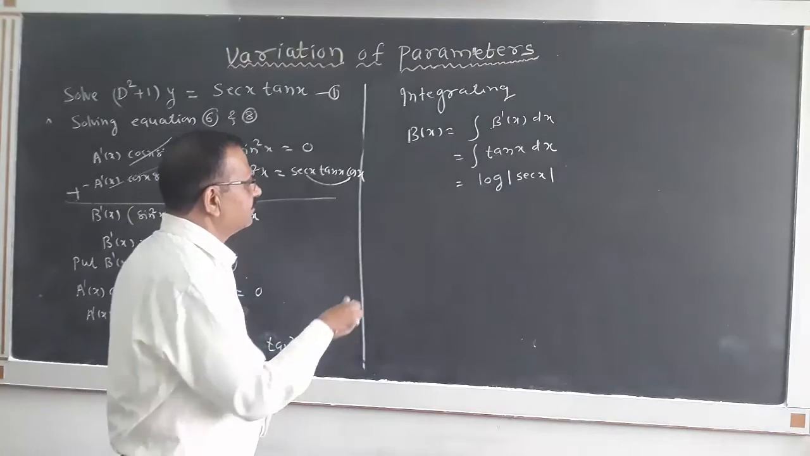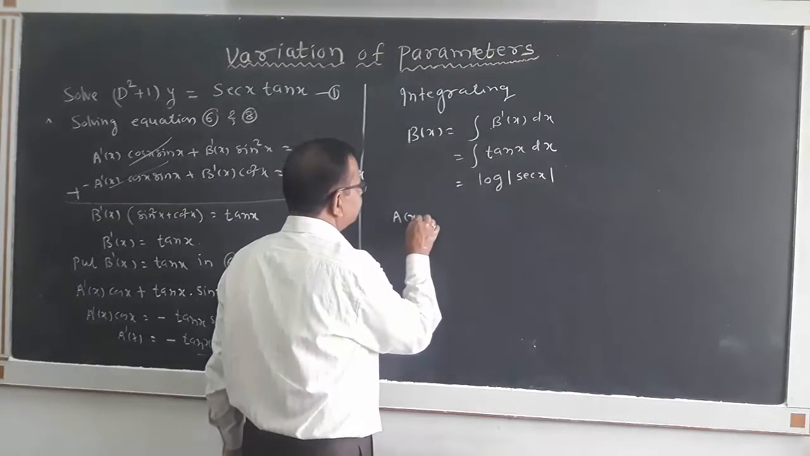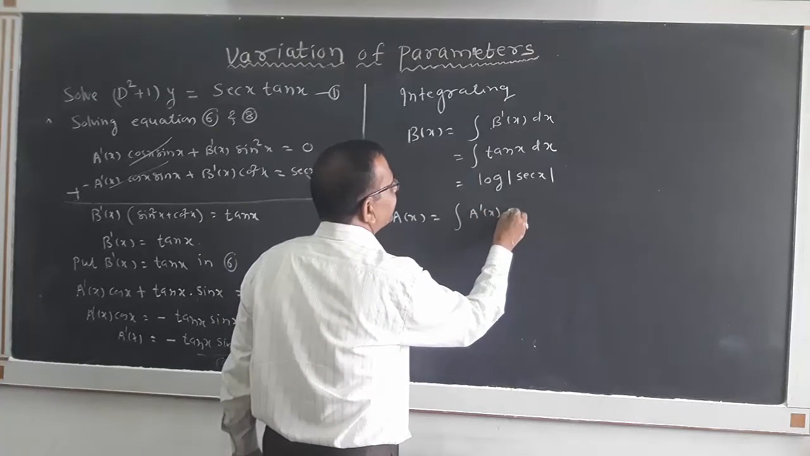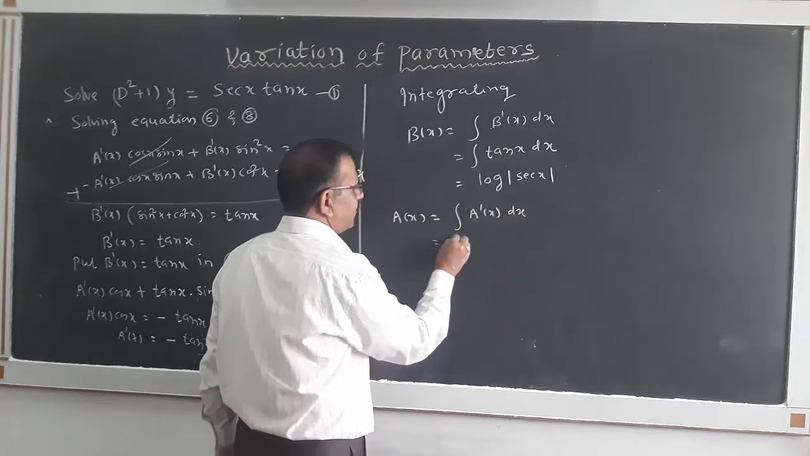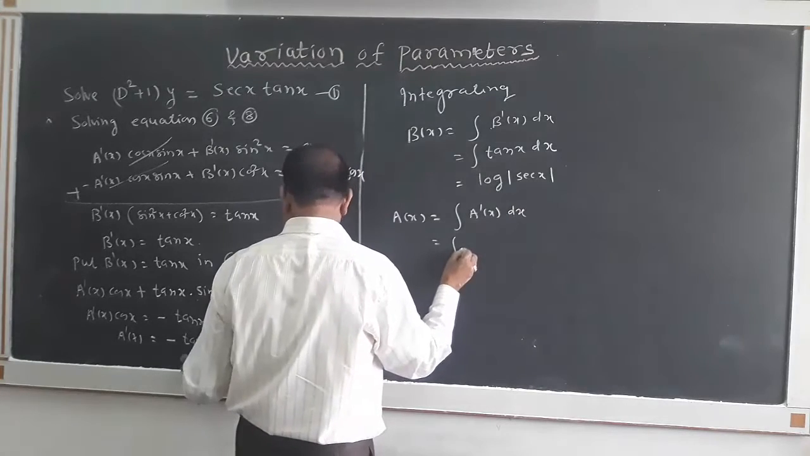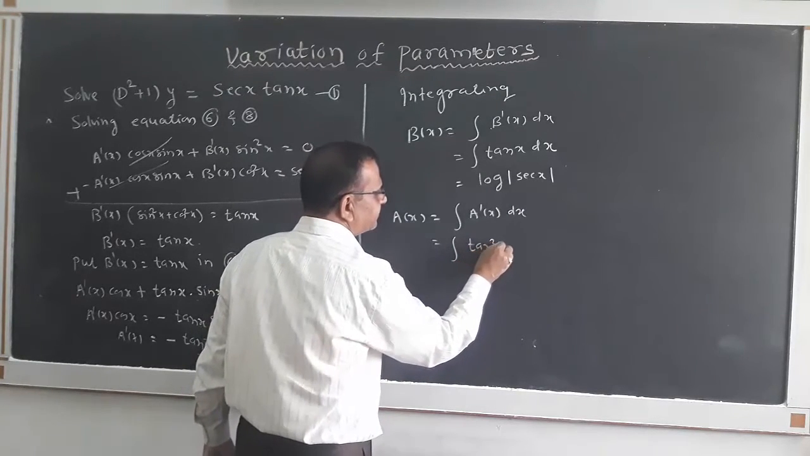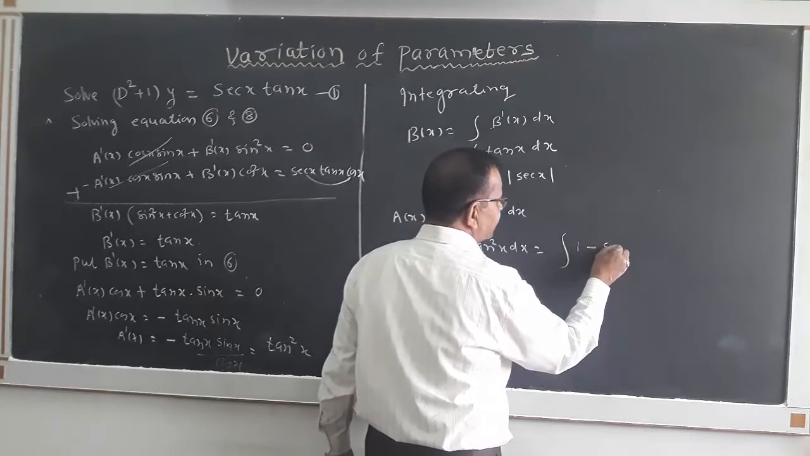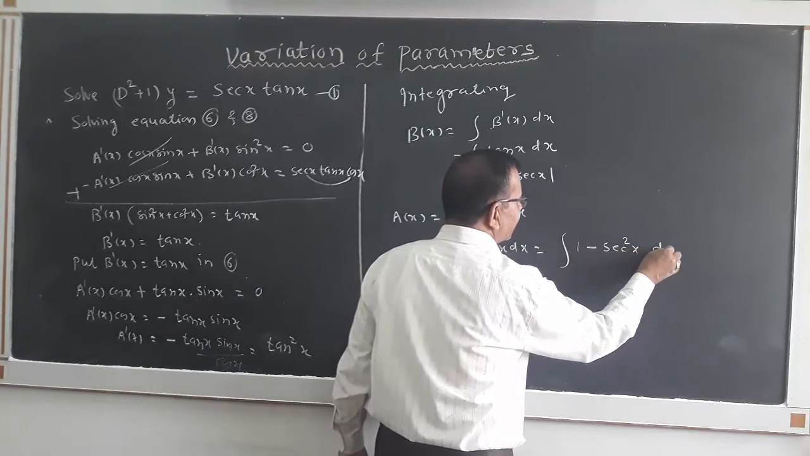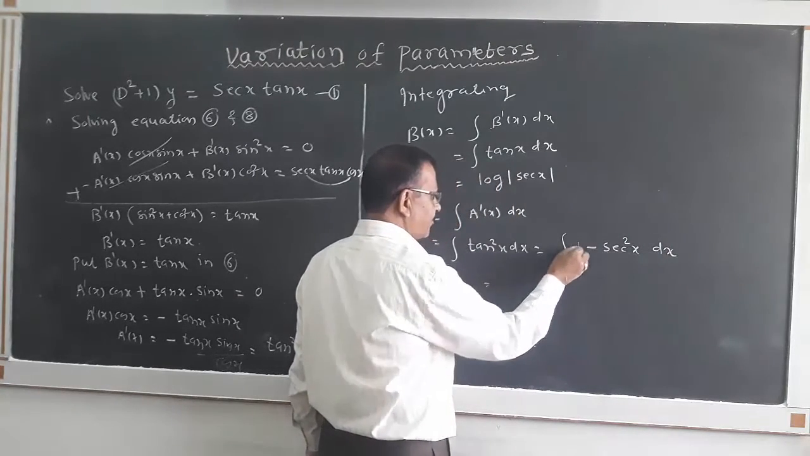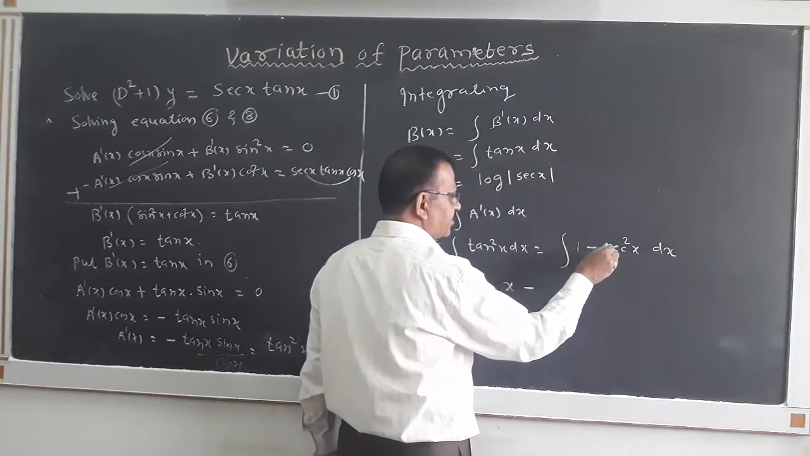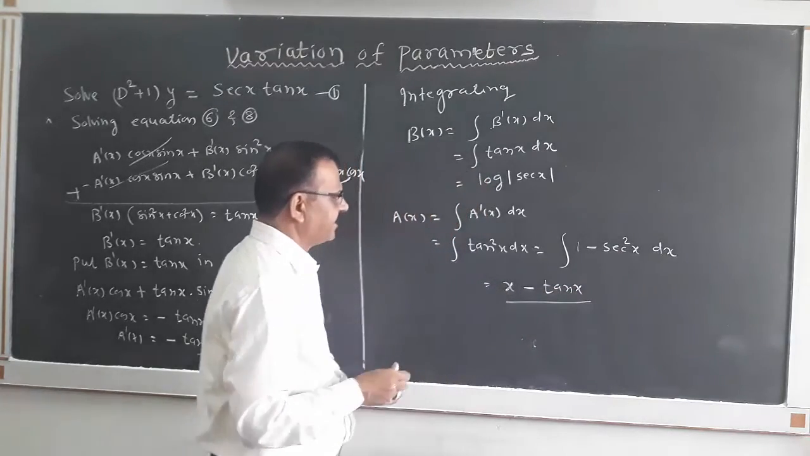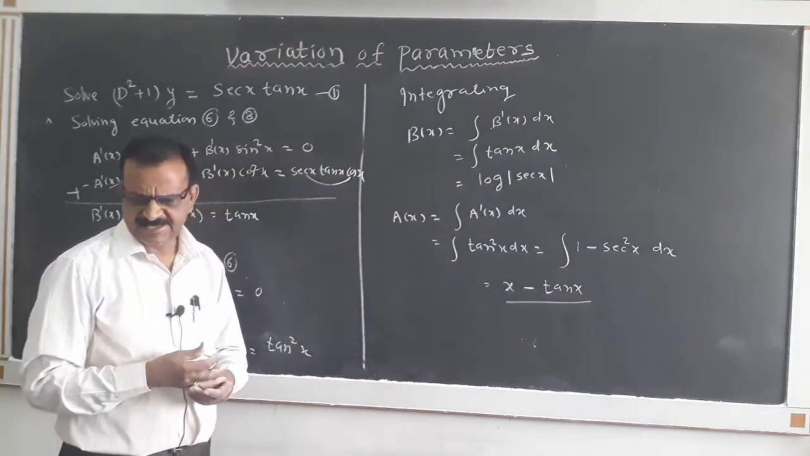Now ax equal to integration of a dash x dx equal to integration of tan square x dx. This can be written as integration of sec square x minus 1 dx. Integration of 1 dx is x. Integration of sec square x is tan x. Therefore, ax equal to x minus tan x.